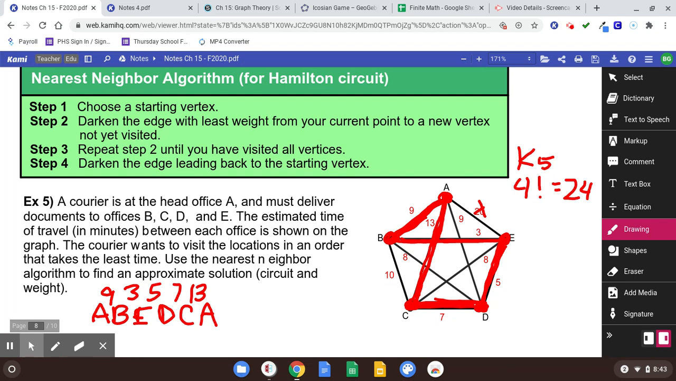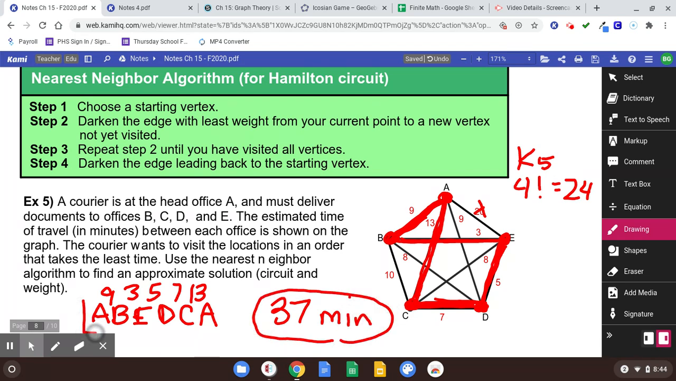has anybody added those numbers up? 37. Maybe I added wrong. 25. I added wrong. Would you say 37? Okay, it's minutes, so let's use some units here. We've got this Hamilton circuit with a weight of 37 minutes.